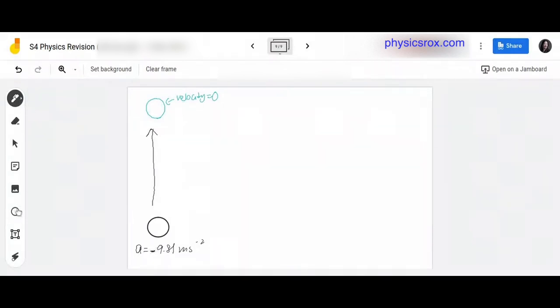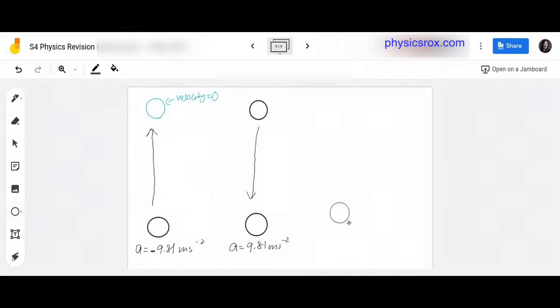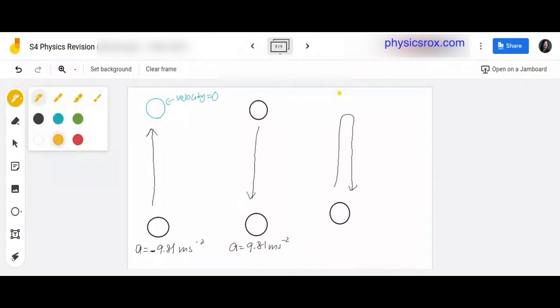If the object is falling down with gravitational acceleration, then the acceleration is positive 9.81 meters per second squared. So if an object is thrown upwards and then falls down, these are two different motions. You cannot calculate both at the same time. You must split this in.